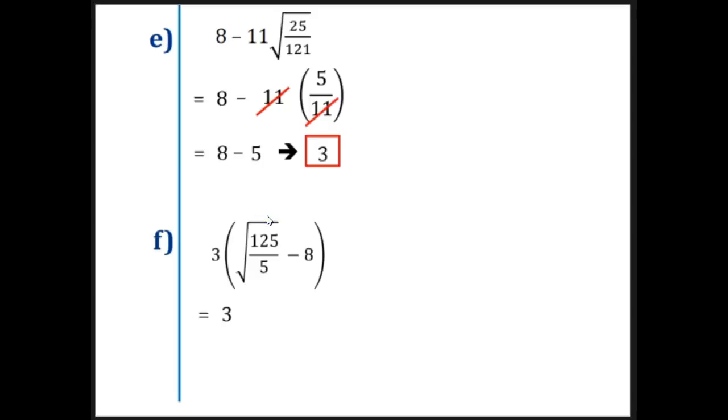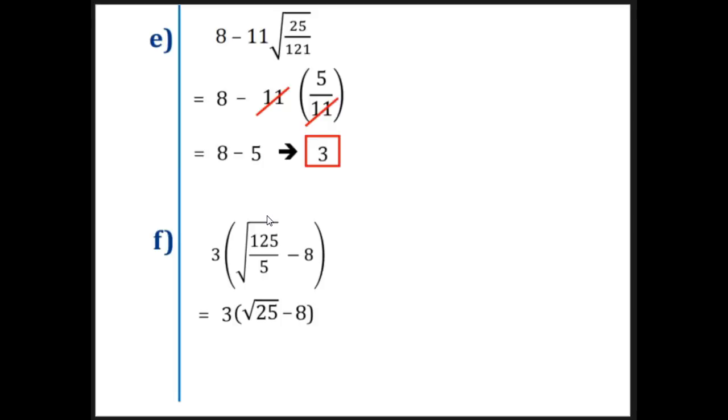So I'm going to bring down my 3 and my parentheses. But I know that 125 divided by 5 is 25. So I'm going to write it up as a radical inside my parentheses. All I did was divide that fraction to get 25, still underneath that radical sign. And I'm going to bring down the rest of my equation inside that parentheses, which is minus 8.